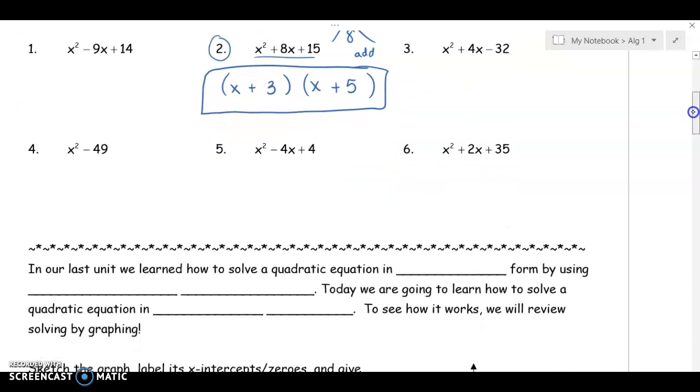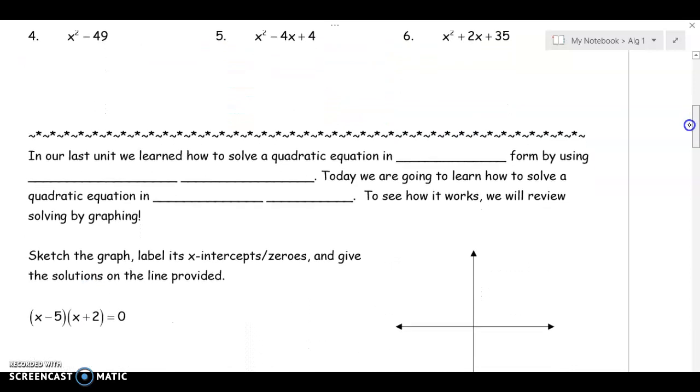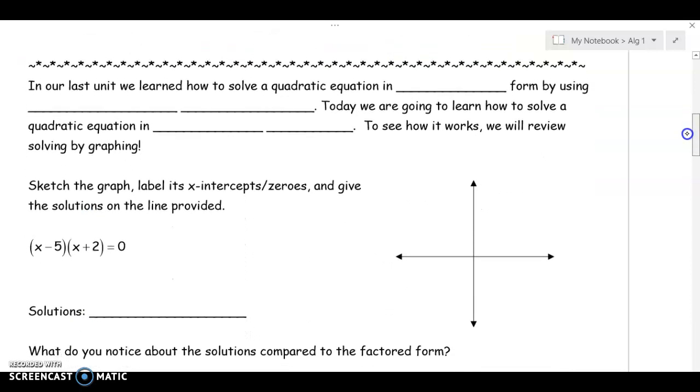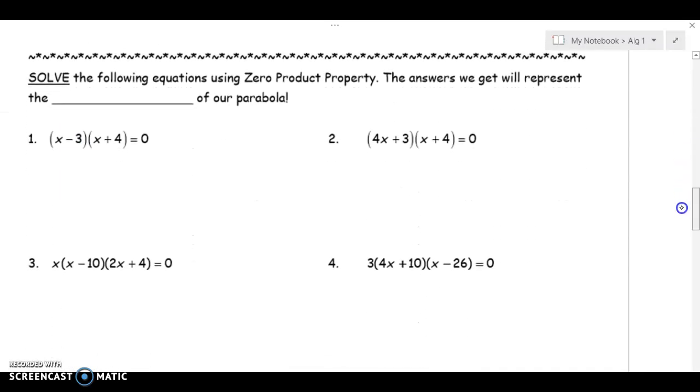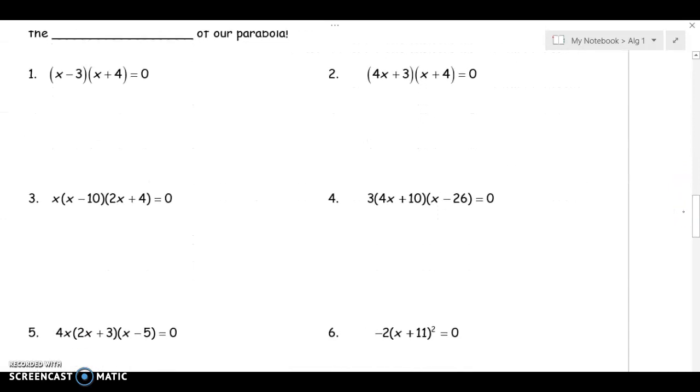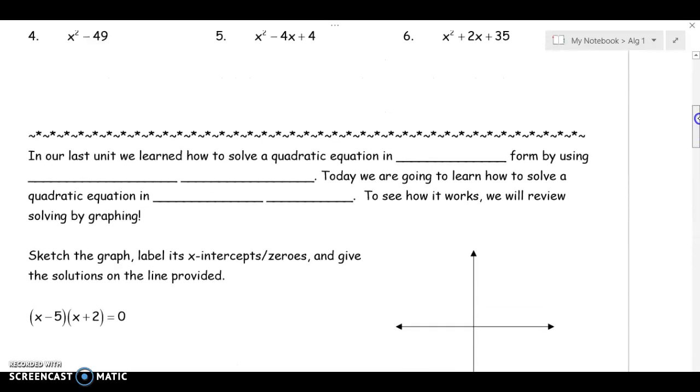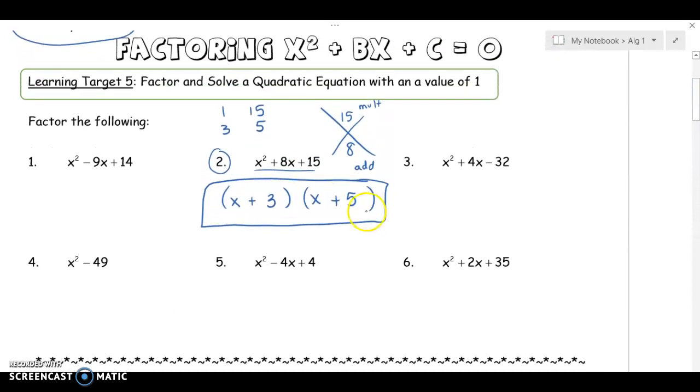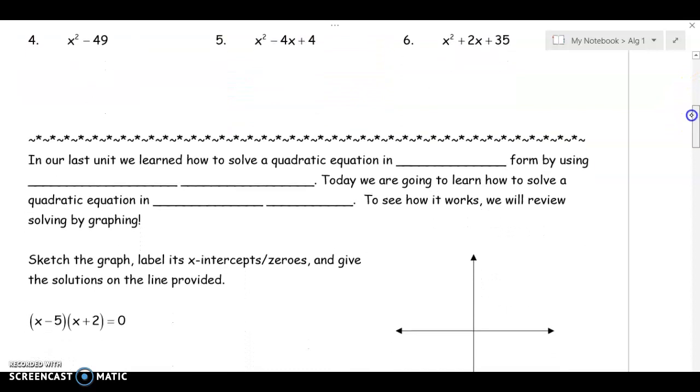All right, but now what we're going to be dealing with eventually is problems that are factored and set equal to 0. All right, and then we're going to be solving these. So in our last video, we didn't actually solve, we just factored. And what we're going to be doing today is solving some of these.